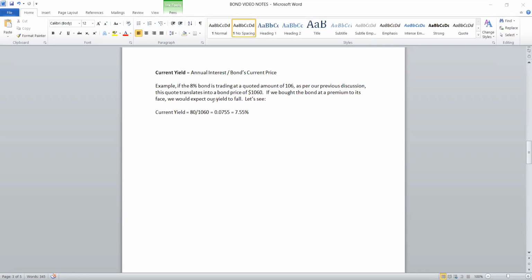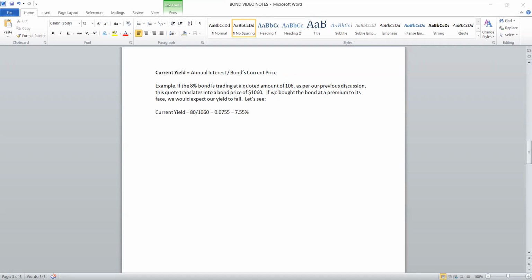We've got to know that right off the bat. If the 8% bond is trading at a quoted amount of 106, as per our previous discussion, the quote translates into a bond price of 1060. All right, because that's 106% of the par value. If we bought the bond at this premium to its face, we would expect our yield to fall.